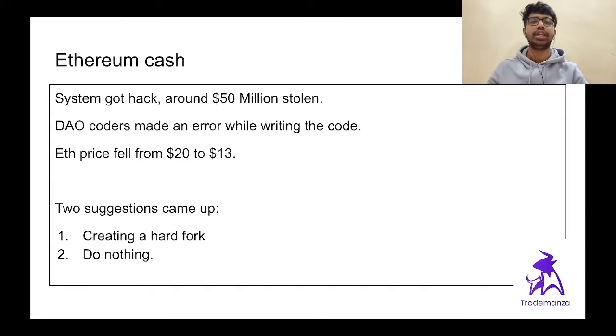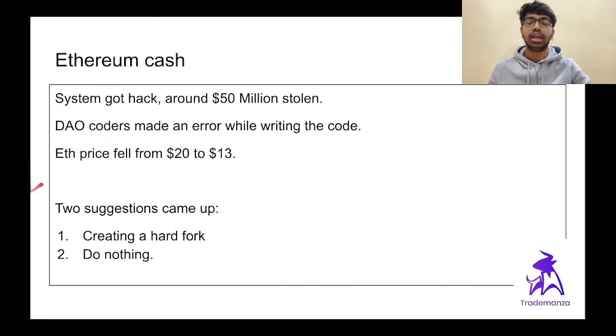They wanted to invest in it, and what happened all of a sudden was that the system got hacked, and out of $150 million, around $50 million got stolen. That's around 33% of what they raised, right? It's a big number. And it was not because there was some problem with Ethereum. It was that the DAO coders had made an error and the hacker took advantage of that error. So $50 million got stolen.